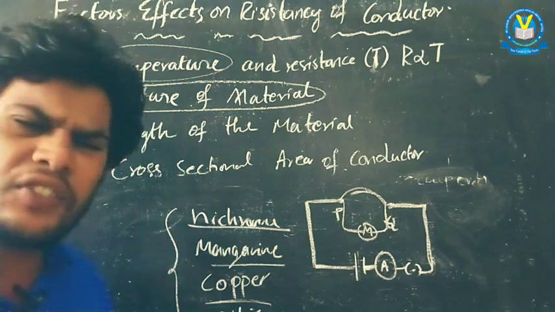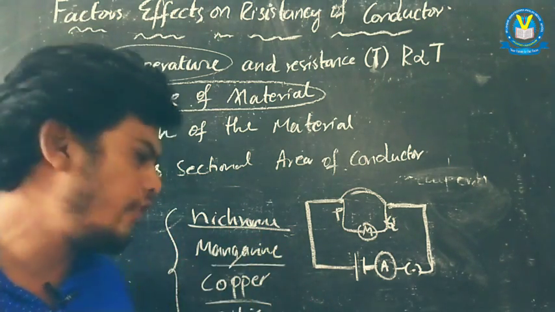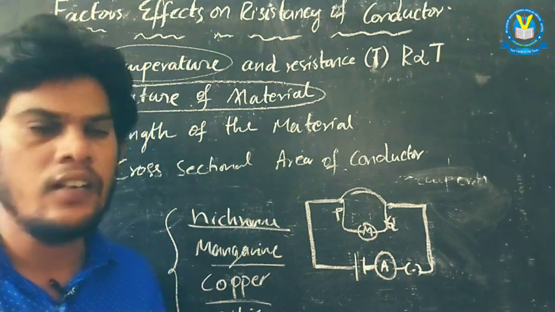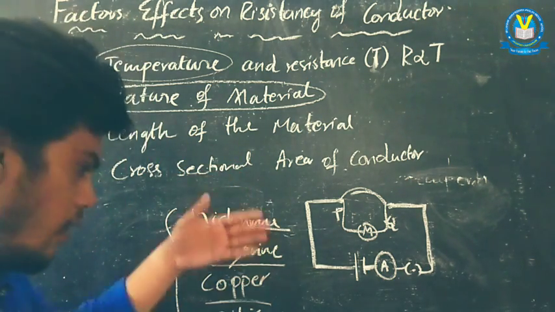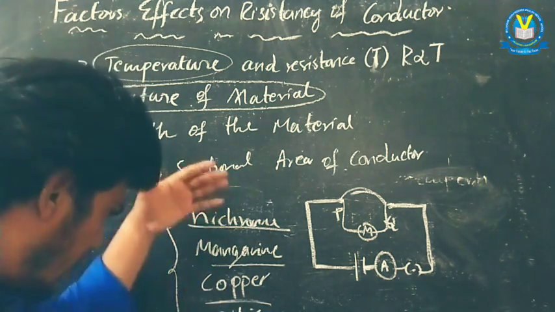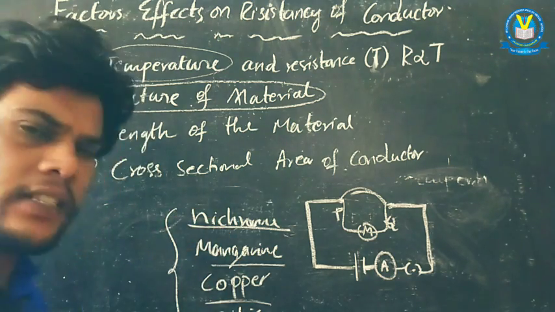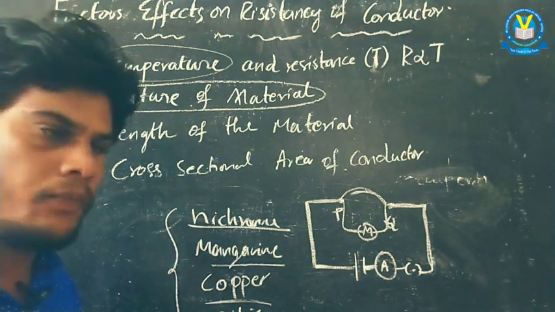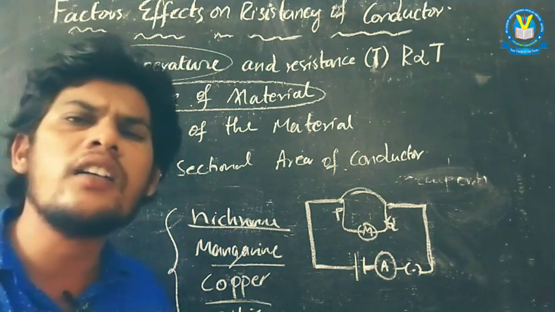The nature of nichrome is different, the nature of the manganese wire is different, the nature of the copper wire is different, the nature of the silicon wire is different. These are different materials manufactured with different characteristics, different properties, different natures. That's why the resistance values are also not the same.